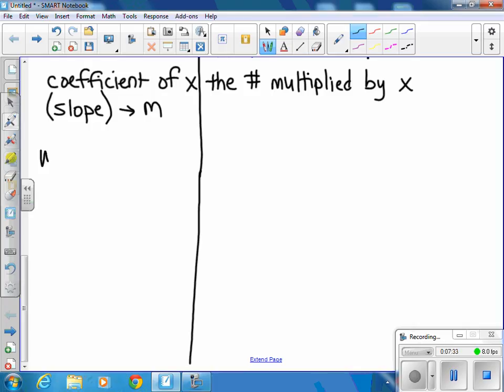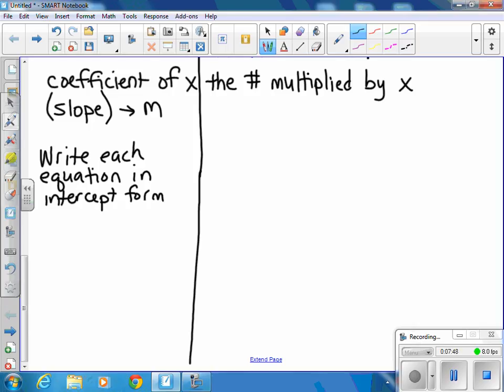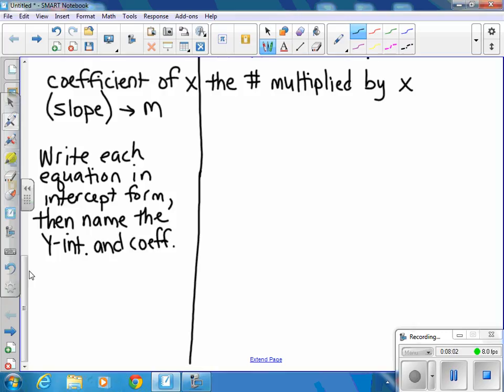All right, so the first thing that I'm going to have you do is to write each equation in intercept form. Then name the y-intercept and coefficient of x. So you've got two things to do here. You're going to write the equation in intercept form, right, if it's not already there, and then you're going to turn around and identify the y-intercept and the coefficient of x.